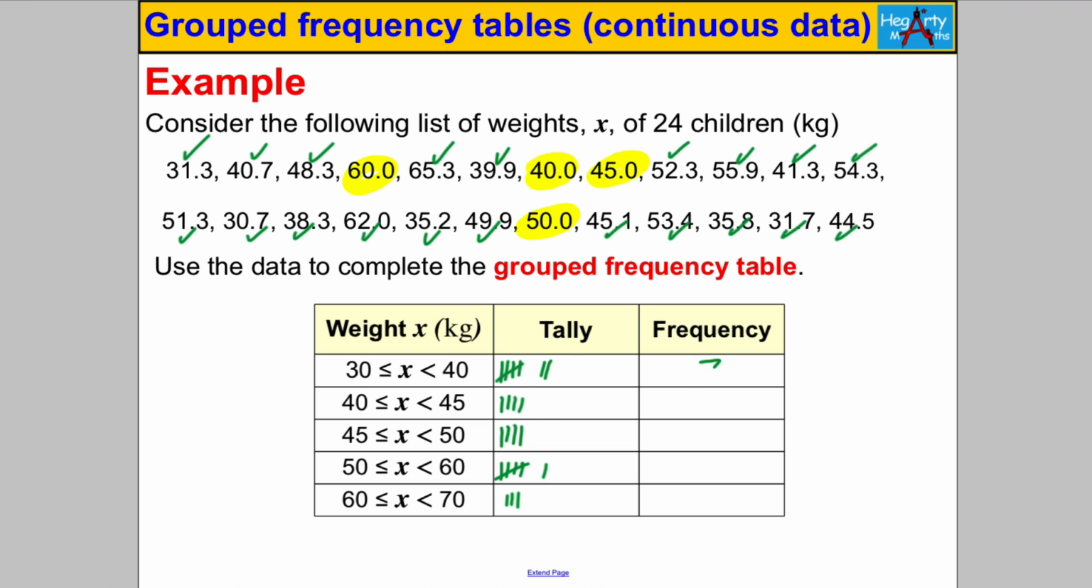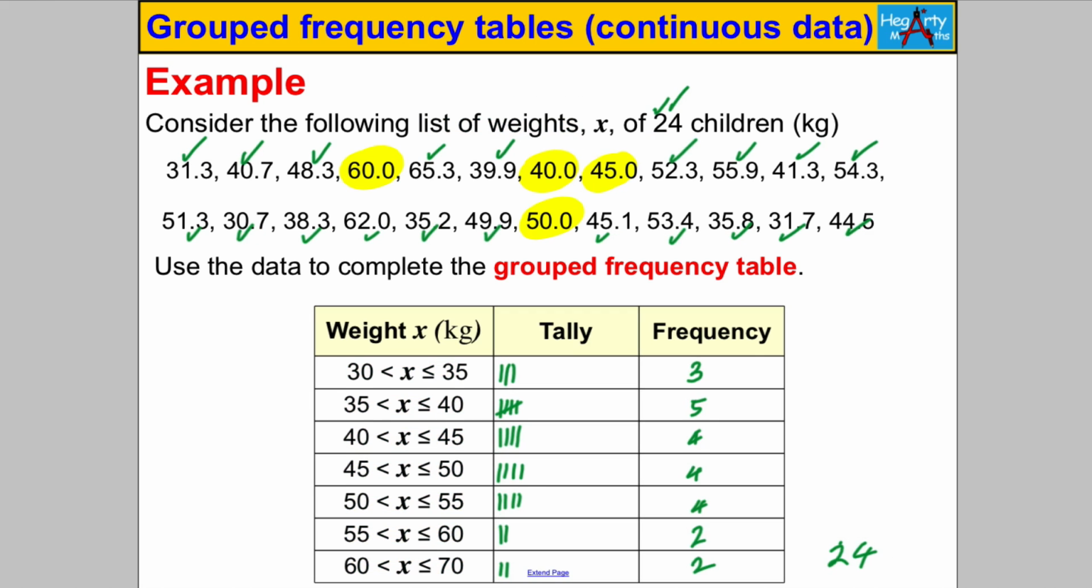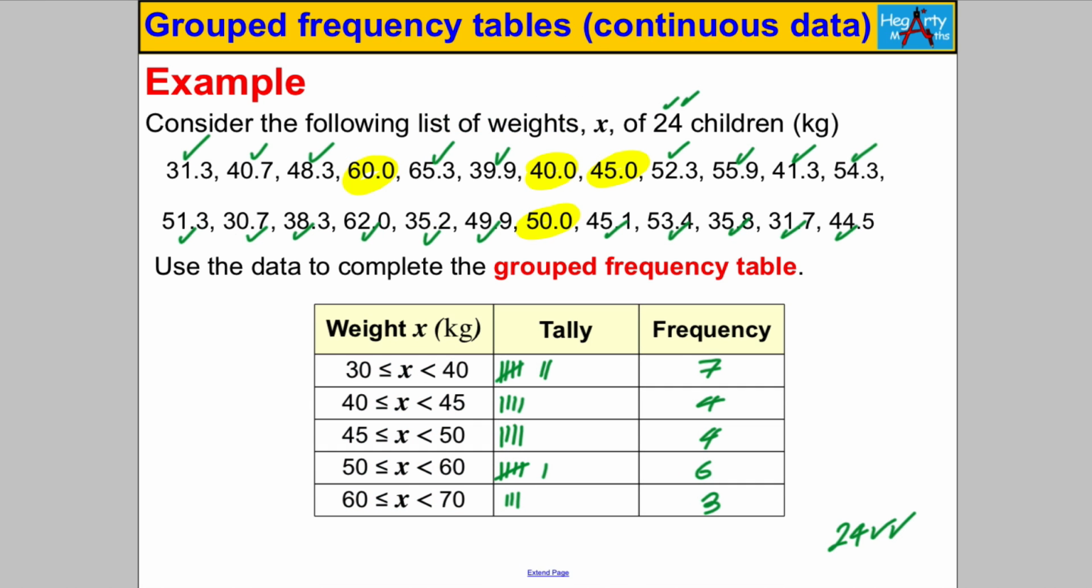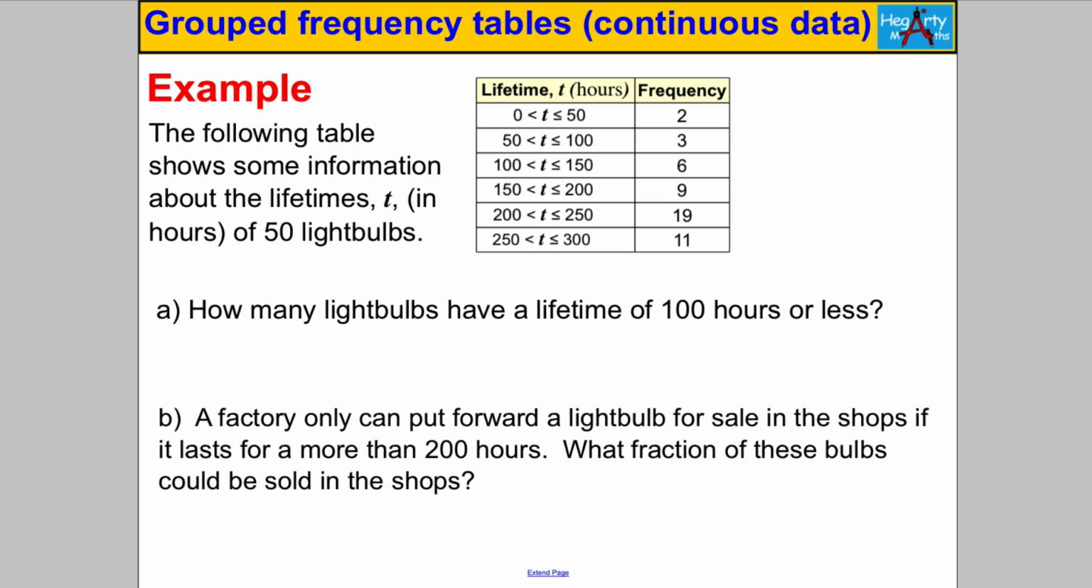Okay, and so we've got 7 here, 4 here, 4 here, 6 here, and 3 here, and double check they obviously add up to 24 again. 7 add 4 is 11, add another 4 is 15, add 6 is 21, add 3 is 24. And again you can see the exact same data, just differently grouped, gets you very different group frequency tables. And last question, pause the video, have a go.